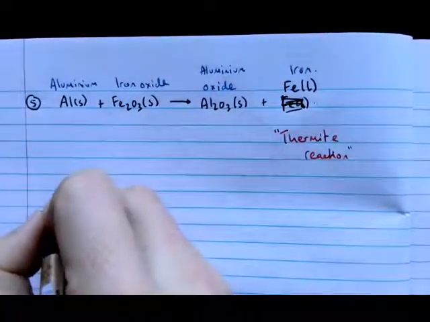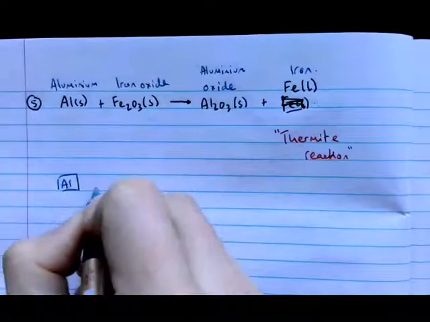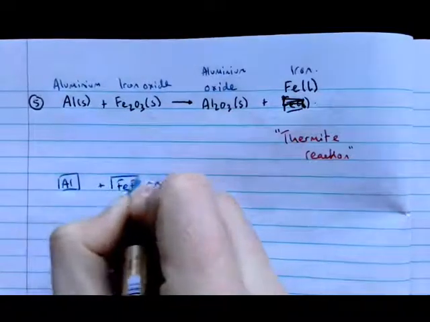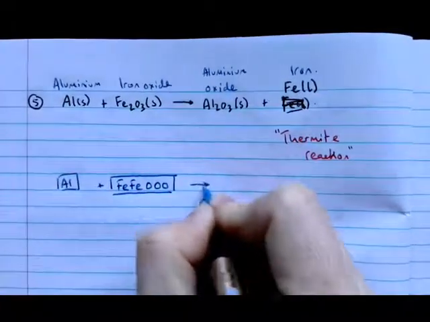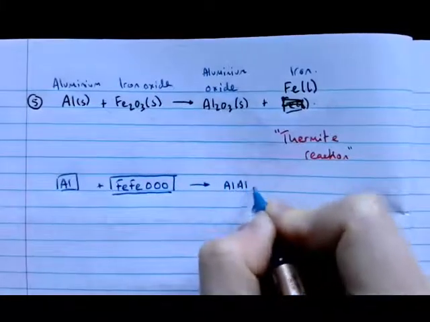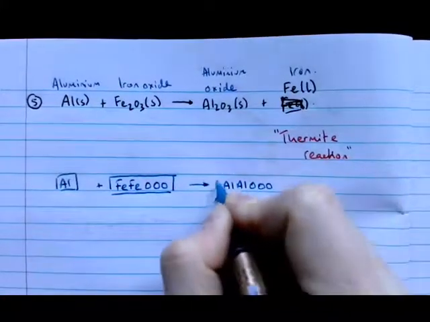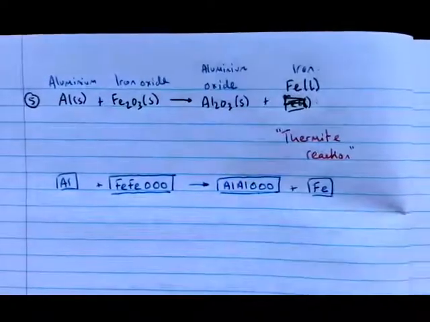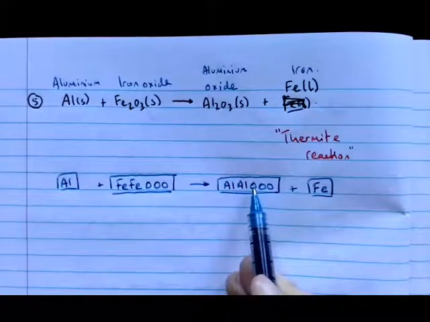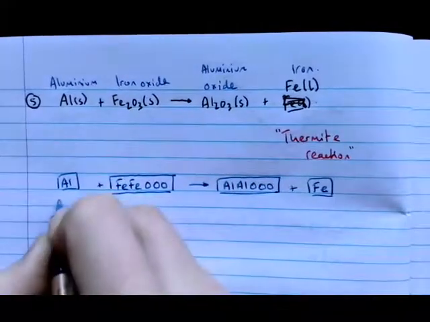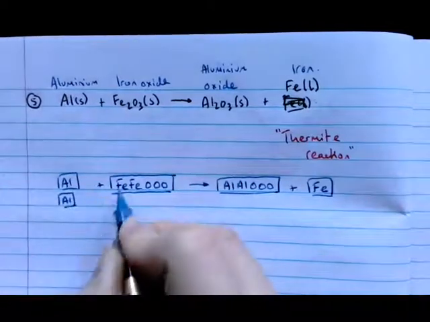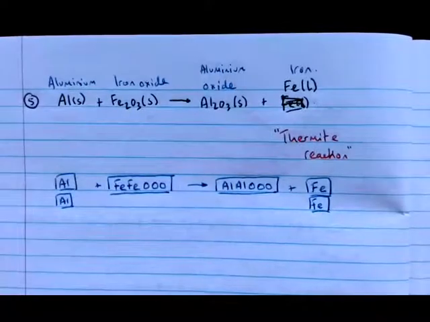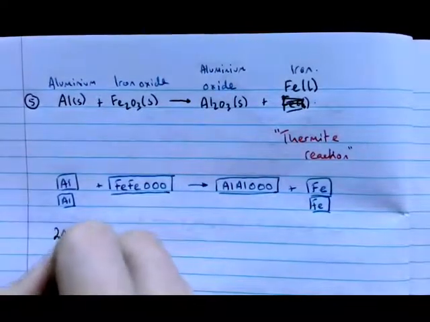Okay, so you should have over here, we've got 1 aluminium plus 2 irons and 3 oxygens. Gives us 2 aluminiums and 3 oxygens plus our iron. So we can see straight away that our oxygens are fine, but I've got 2 aluminiums here and I've only got 1 here, so I need another one there. And I've got 2 irons here, only 1 over here, so I add that one there.